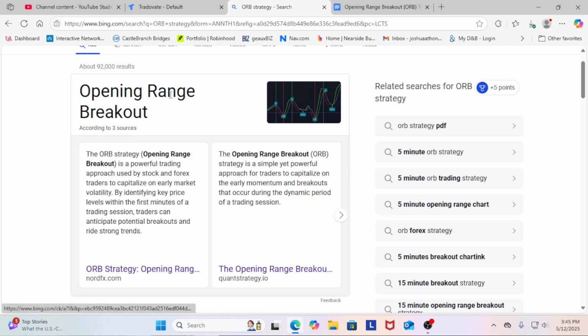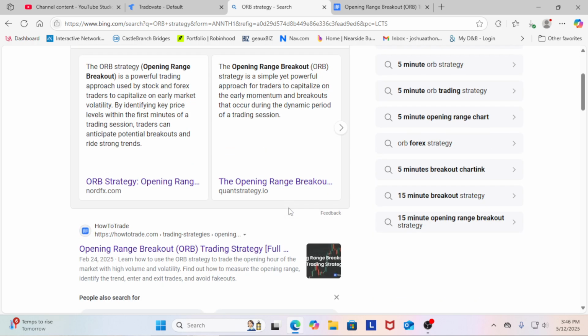Alright, so we have the opening range breakout. The ORB strategy is a powerful trading approach used by stock and forex traders to capitalize on early market volatility. By identifying key price levels within the first minutes of a trading session, traders can anticipate potential breakouts and ride strong strengths. The opening range breakout strategy is a simple yet powerful approach for traders to capitalize on early momentum and breakouts that occur during the dynamic period of a trading session.